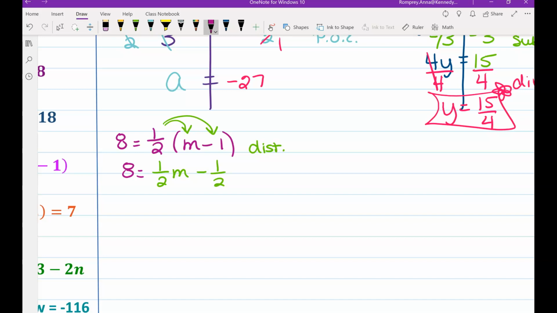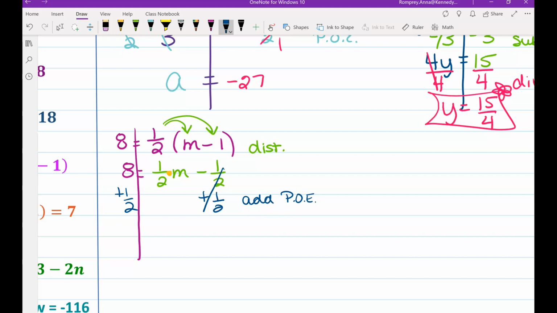So we have a 1/2 m, or 1/2 times m, minus 1/2. So PEMDAS in reverse. Let's undo any addition and subtraction. So we're going to go ahead and add 1/2 to both sides. Again, we are using the addition property of equality.